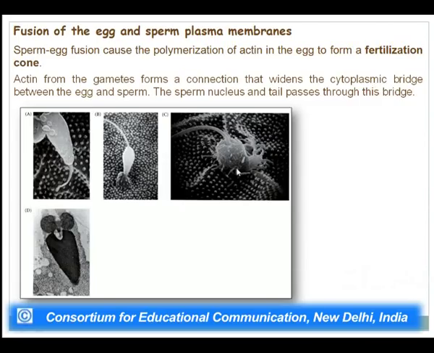This is when the sperm is actually taken inside the egg, and this is again a section in which it is shown that this is the fertilization cone that is formed, and the sperm with its nucleus and the middle piece is completely taken inside the egg.